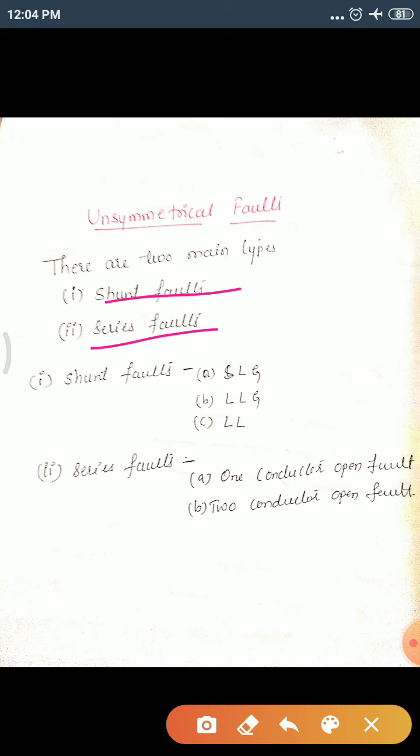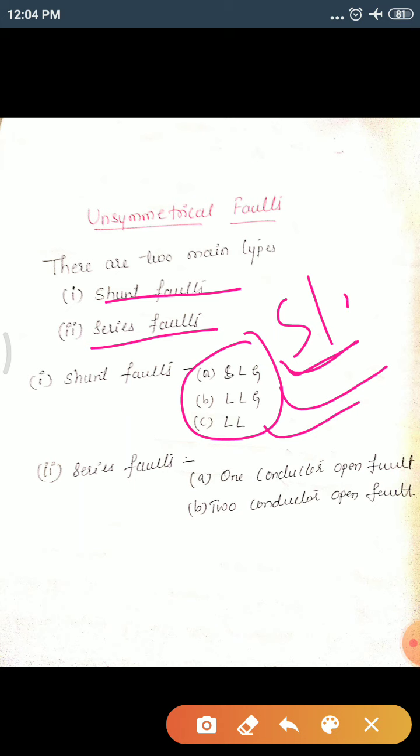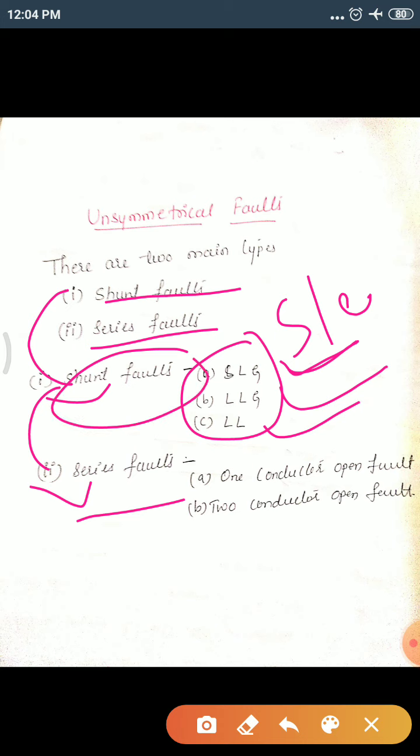Shunt faults again have three types: single line to ground fault, double line to ground fault, and line to line fault. About these three faults we have studied the sequence networks. Today we are going to study the series type. As we have said, there are two types, shunt and series. Shunt we have completed, so let's see the series faults.